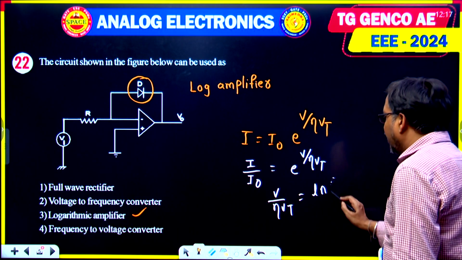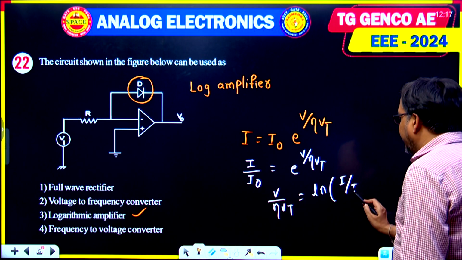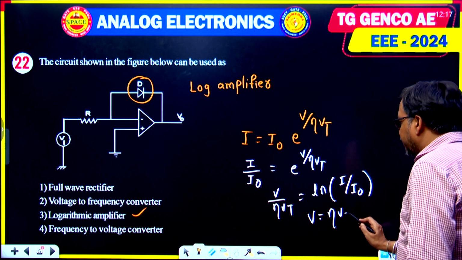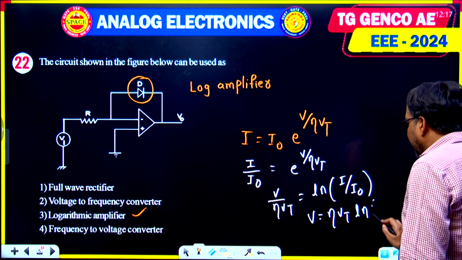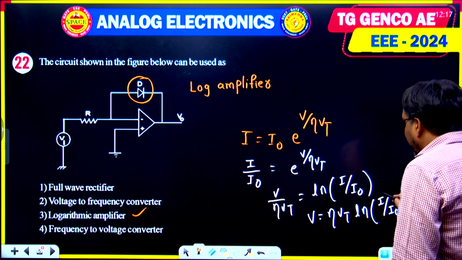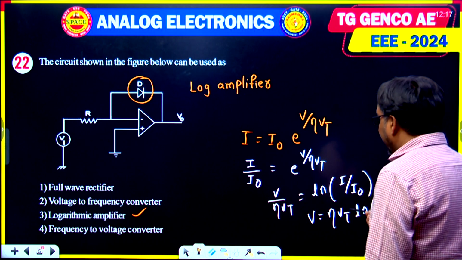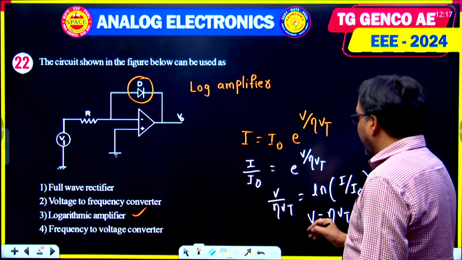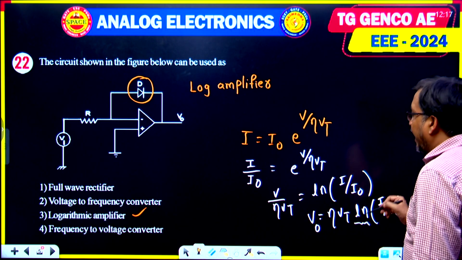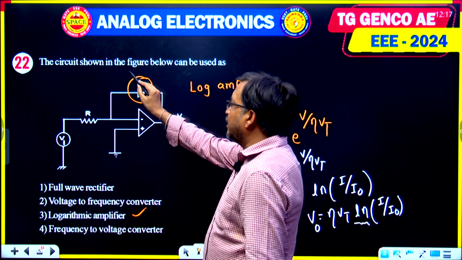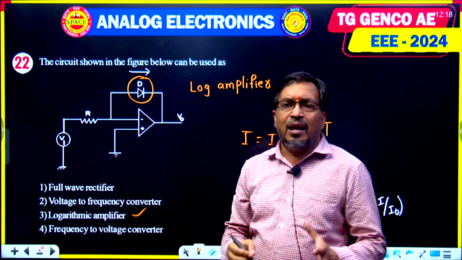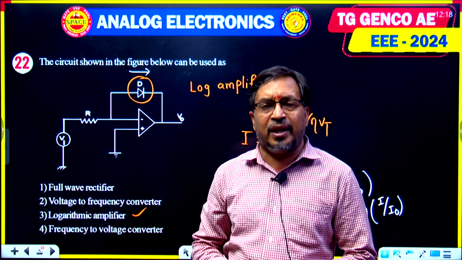Natural logarithm of I by I naught. From here I am writing V equal to eta into Vt, natural logarithm of I by I naught. So now I want to write current in terms of voltage. Then the output voltage is directly proportional to the natural logarithm of the current I. Hence it is a logarithmic amplifier, students.